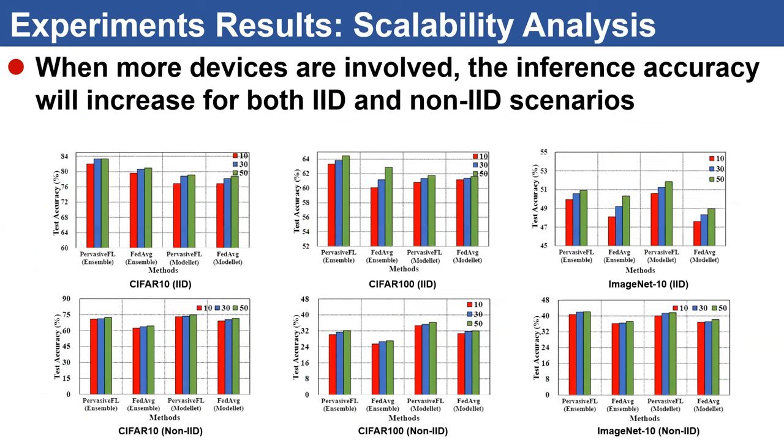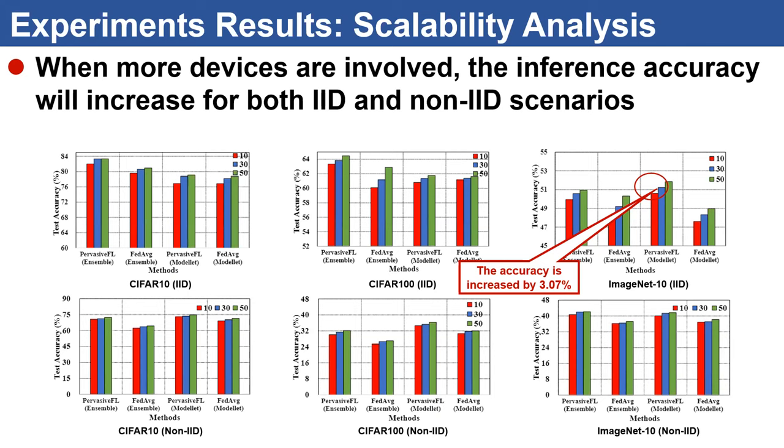As more and more heterogeneous devices are integrated into complex IoT systems, scalability plays an important role in the deployment of PervasiveFL. This figure compares the inference accuracy of IoT systems with different scales in both IID and non-IID scenarios. From this figure, we can find that when more devices are involved in PervasiveFL, the overall inference accuracy will increase in both IID and non-IID scenarios. As shown in ImageNet-10, the accuracy is increased by 3.17%.